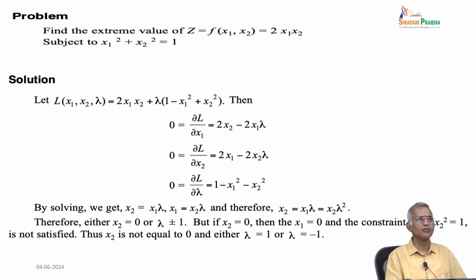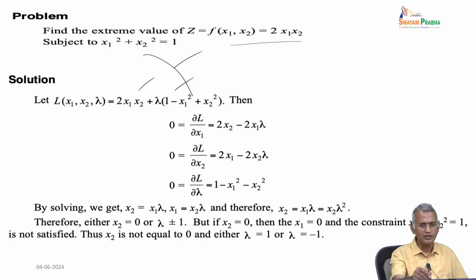Now, let us go with one problem. Find the extreme value of z equal to f of x1, x2 equal to 2 x1 x2 subject to the constraint x1 square plus x2 square equal to 1. Now, the technique is L of x1, x2, lambda is 2 x1 x2 plus lambda times 1 minus x1 square minus x2 square. Now, take the partial derivative with respect to x1 equal to 0.